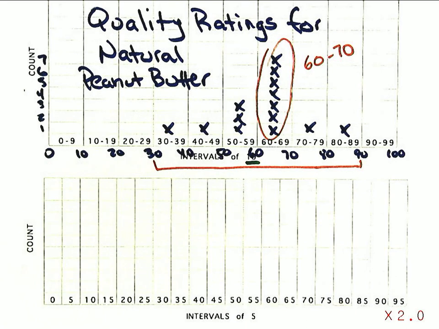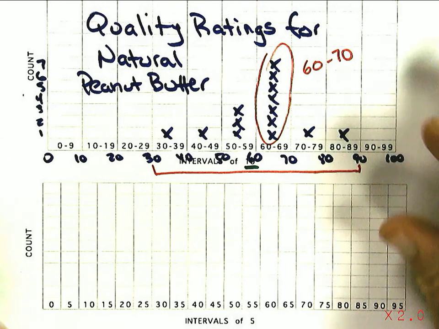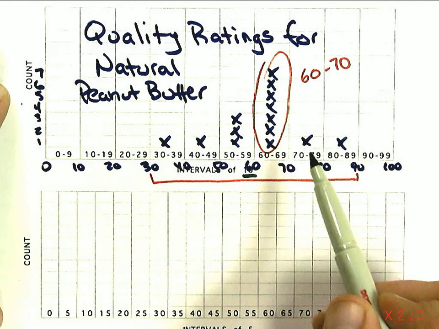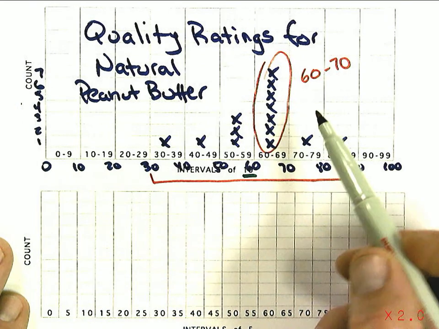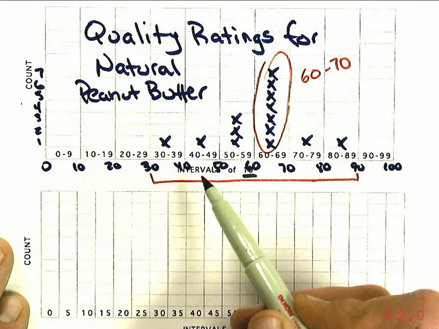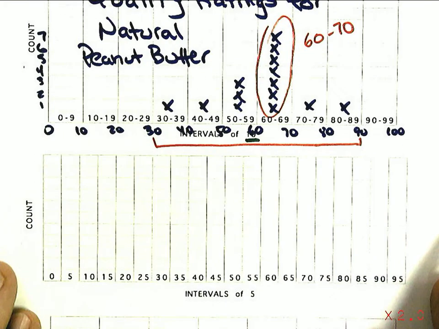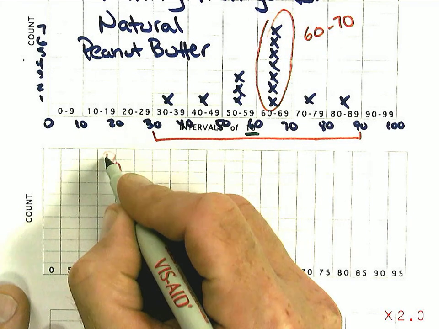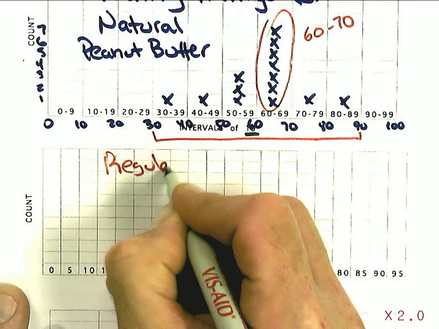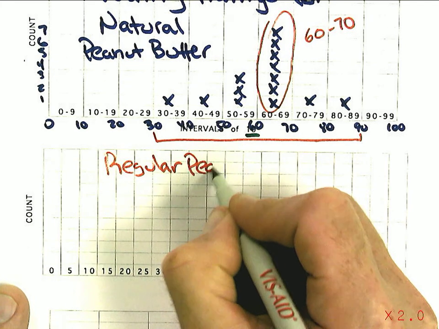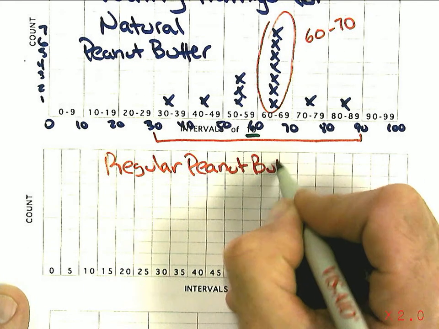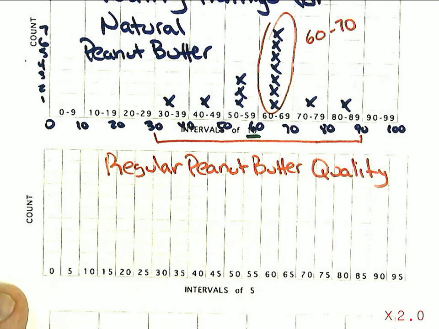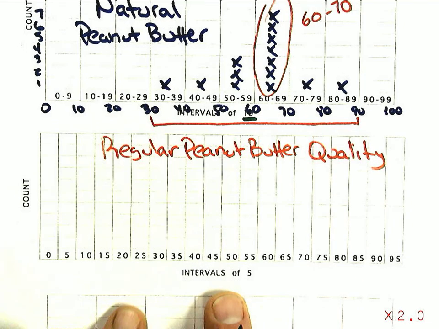So we're on samples and populations, problem 1.2, and we just finished in the previous lesson part A where we took the quality ratings for natural peanut butters and did a histogram of those. And now we're going to do another histogram, but this time for regular peanut butter quality. And we're going to do intervals of 5.